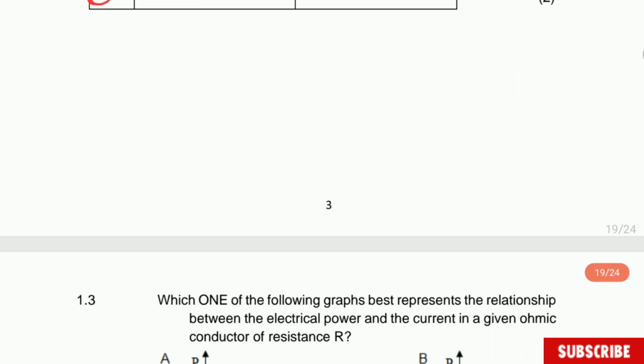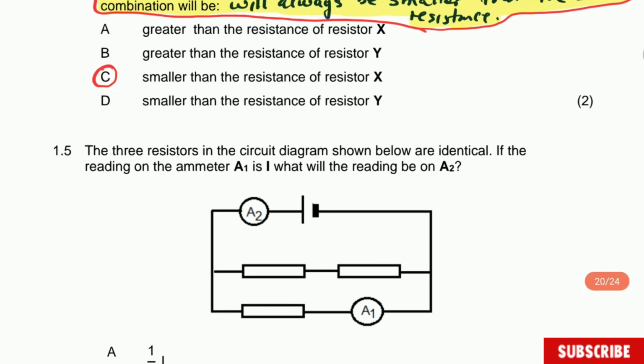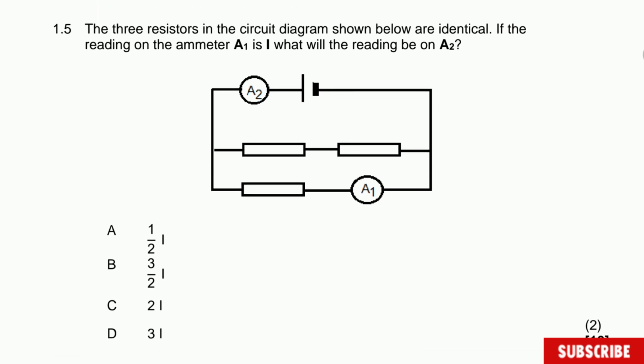And 1.5 is the last question. I'm sorry, I touched the wrong place on the screen. So here we go. The three resistors in the circuit diagram shown below are identical. If the reading of ammeter A1 is I, what will the reading of ammeter A2 be? I'm going to leave this one open for you. Write the correct answer in the comments, and then we'll mark it there.